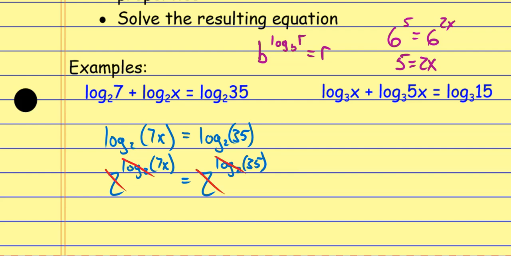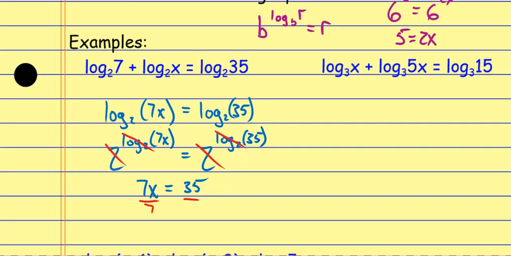And I could have chosen any base in terms of rewriting each side as an exponent. I could have done 3 raised to the log base 2 of 7x equals 3 raised to the log base 2 of 35. But 3 doesn't help me in this situation. The only one that helps me is the 2 because the 2 cancels out with the logarithm. Okay? And so as I cancel all this stuff, what I'm left with is 7x equals 35.